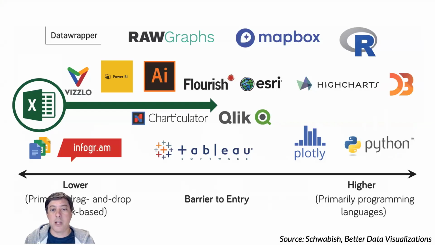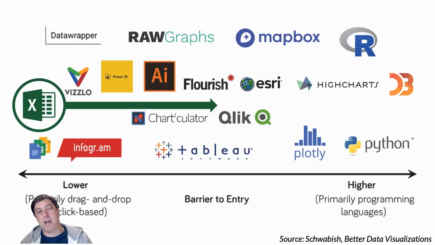So the tools along the left side here, where you can see Excel, Data Wrapper, Google Sheets, those sorts of things, are primarily drag and drop based or click based, right? These are the things where you have a fairly finite library of graphs, but they're relatively easy to use. Anyone can open Excel with a data set and insert a line chart right away.